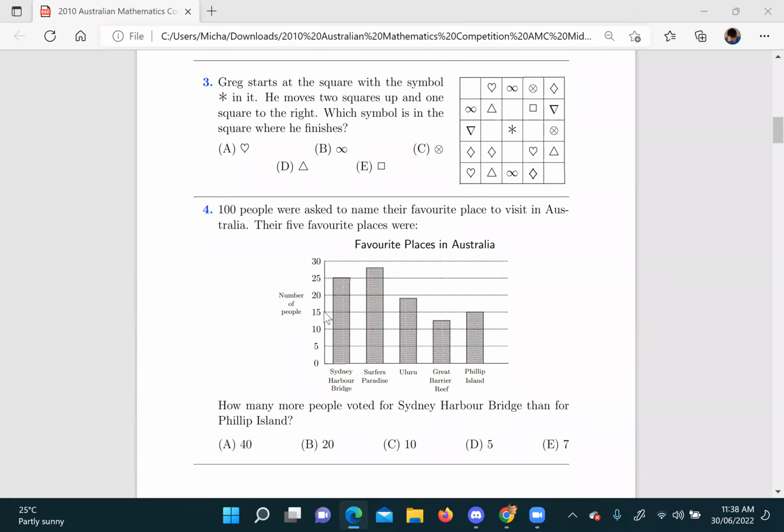Okay, so Greg starts at the square with the symbol. What's that called? It's called an asterisk. In it, he moves 2 squares up and 1 square to the right. Which symbol is in the square he finishes? So you can see this question is if you can't read long paragraphs. You start here, right? Moves 2 squares up. So C. Then 1 square to the right. It's C. Yes. Okay, so it's C.